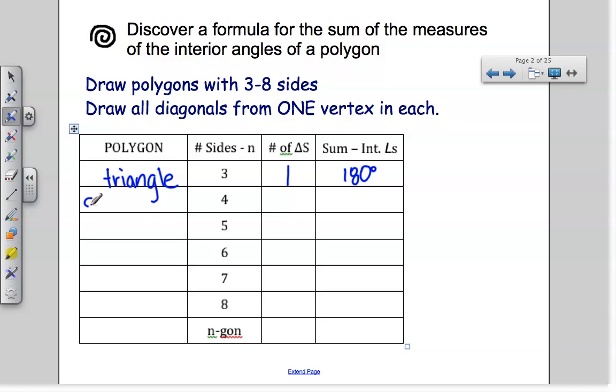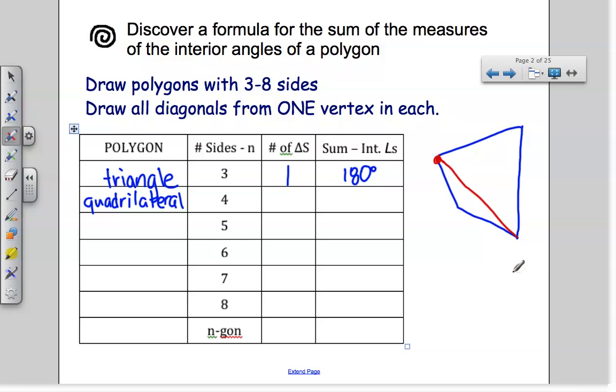What is a 4-sided polygon called? That's a quadrilateral, and there's a lot of types of quadrilaterals, but we're looking at any 4-sided. And now what I'm going to do is draw a quadrilateral, a 4-sided figure here. And if you notice here, I said draw all the diagonals from one vertex in each. So if I just pick this vertex and I look for any diagonals I can draw, actually this is the only diagonal that I can even draw in this quadrilateral from this vertex. Now the cool thing is that we now split into triangles. There is one triangle here, another triangle here. So there are 2 triangles in this quadrilateral.